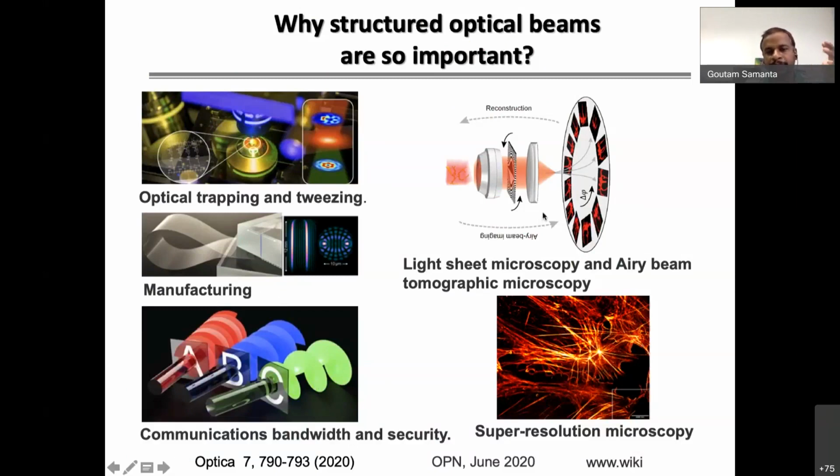Light sheet microscopy using the Airy beam also helps for tomography, because nowadays the Airy beam and Bessel beam are used. And super resolution microscopy also uses a donut shaped beam. That is Stefan Hell, who got the Nobel Prize for this high resolution microscopy. So he used this donut shaped beam for super resolution microscopy. These are some of the applications, but there are a variety of applications that I have not covered.